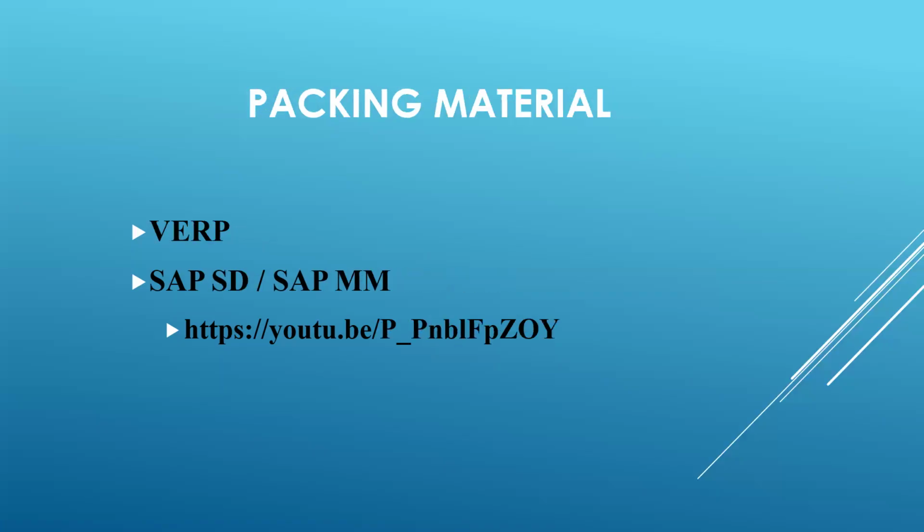Now, packaging. The type of the material is VERP, V-E-R-P. And who is responsible? SD and MM. The material will be packed and sent to the customer. The material will be packed and put in the storage location or warehouse.